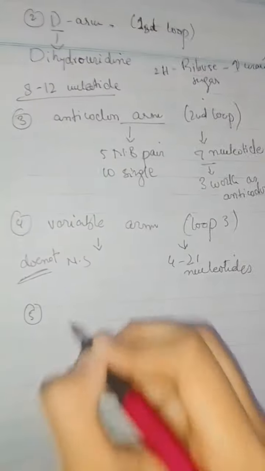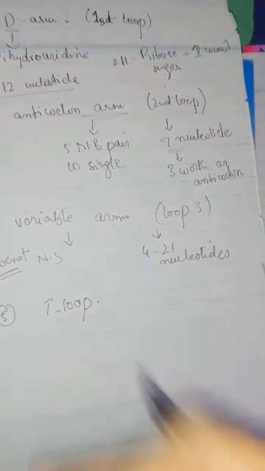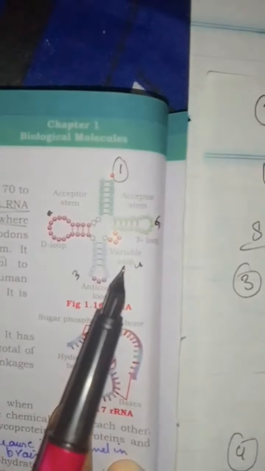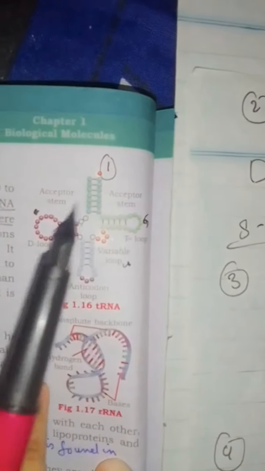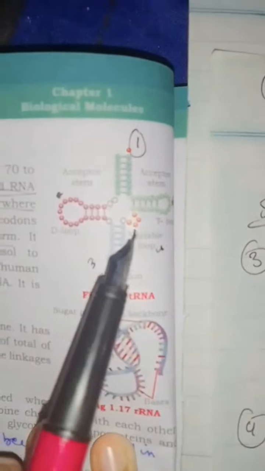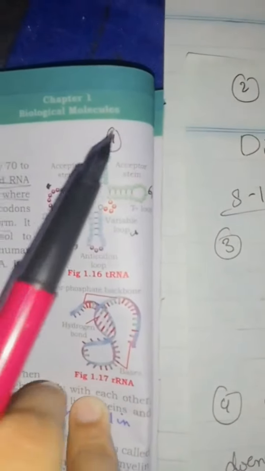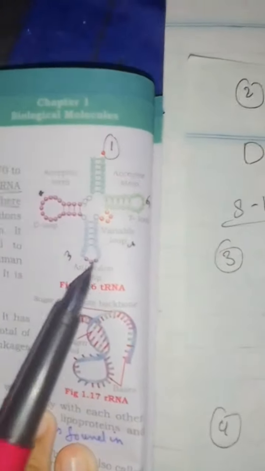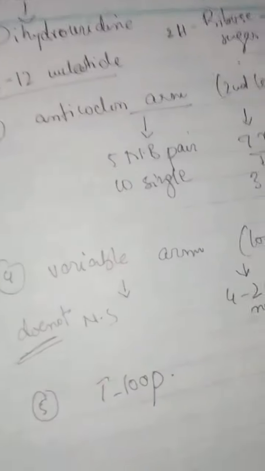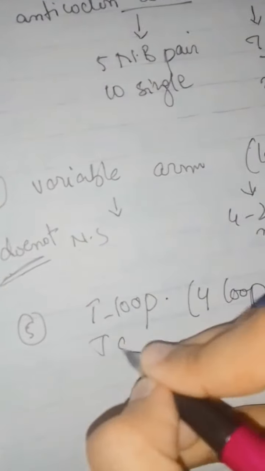Then the fifth one is the T loop, that is on the positive x-axis. As I said, there are positive x-axis, positive y-axis, negative x-axis, negative y-axis. To learn these arms, we can give them these names. But this T loop is the last loop, the fifth loop, and we can say the T arm as well.